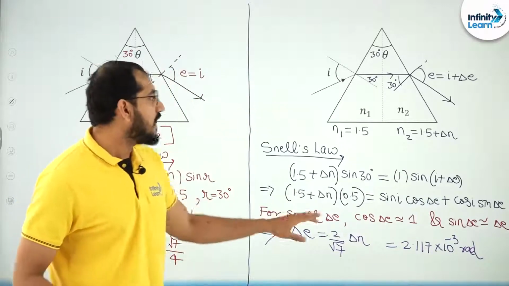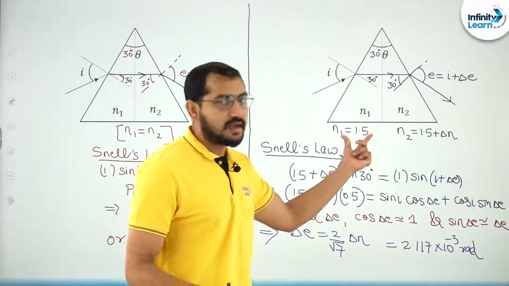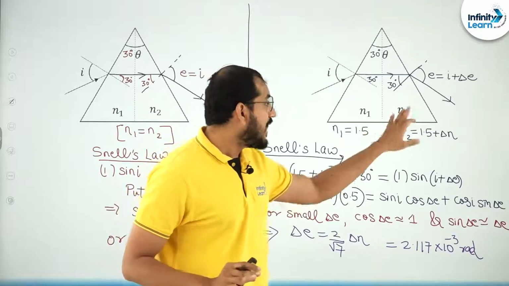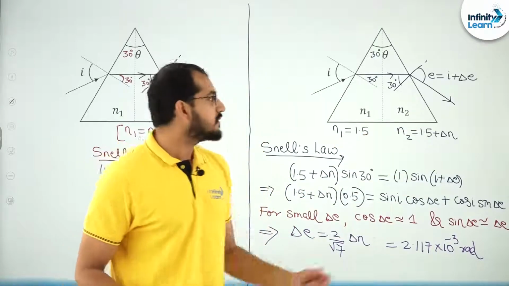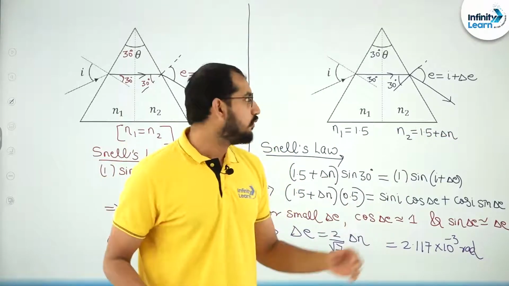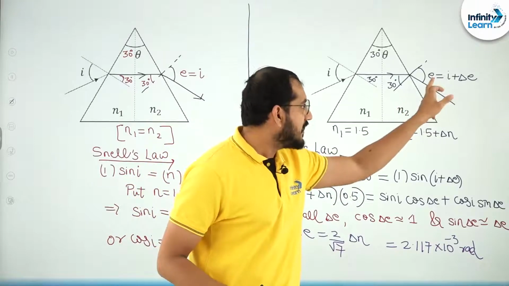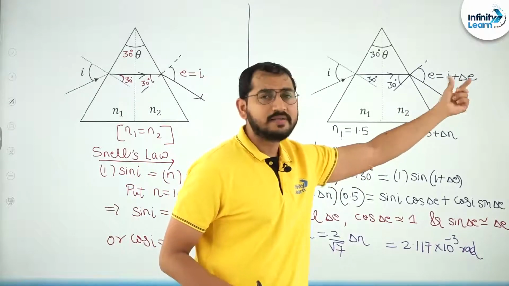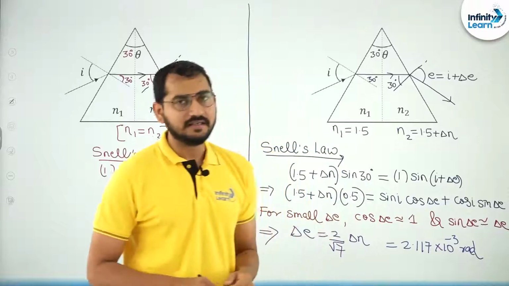In the second case, what has happened is that the value of N1 we have kept the same, 1.5 only, but the value of N2 is increased slightly by some amount delta N. Consequently, the value of the angle of emergence has also increased by some small amount delta E, right.